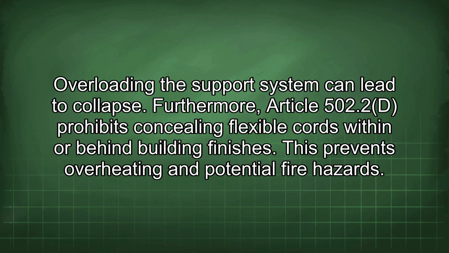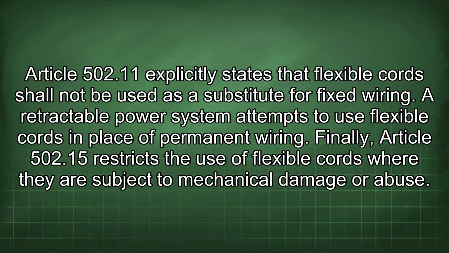Furthermore, Article 502.2d prohibits concealing flexible cords within or behind building finishes. This prevents overheating and potential fire hazards. Article 502.11 explicitly states that flexible cords shall not be used as a substitute for fixed wiring. A retractable power system attempts to use flexible cords in place of permanent wiring.